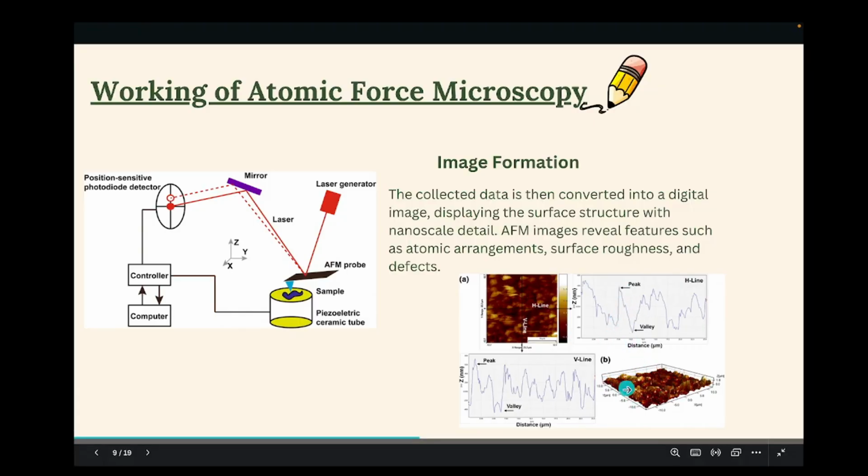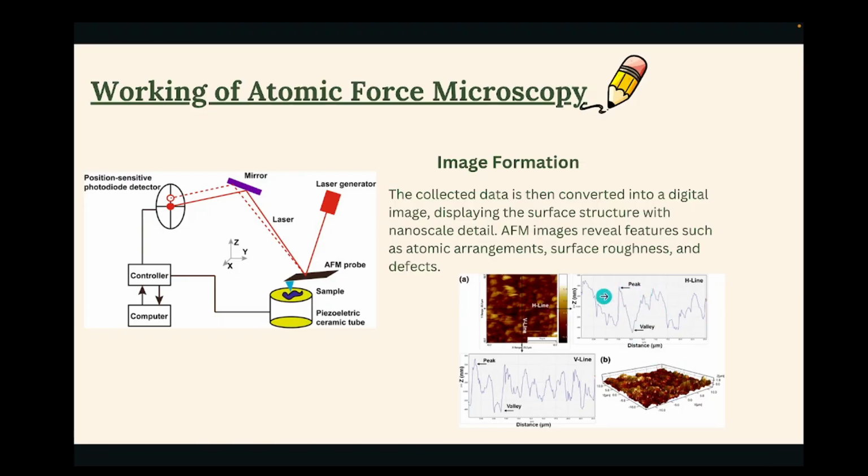So now we are seeing two things, one is 3D and one is 2D. The 3D shows how the surface is looking, and how much is the distance between two valleys or two peaks. So this is shown in the graph.